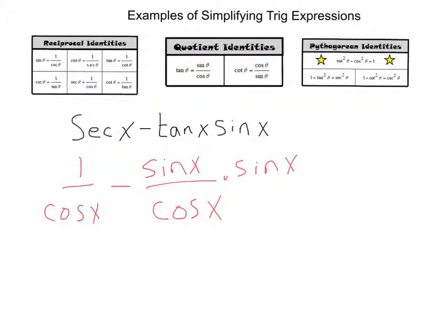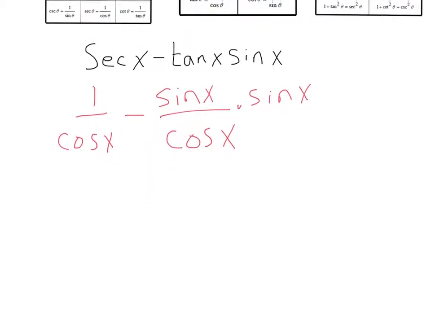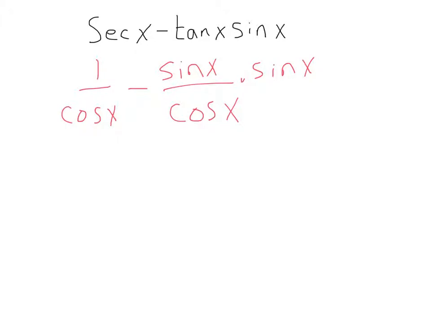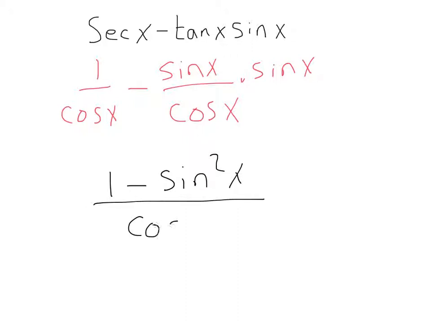Now that I've got my problem rewritten using sine and cosine, let's see what we have here. Well, I have common denominators of cosine x, and I also have sine x times sine x up here, which would be sine squared x. So I'm going to go ahead and combine my fractions. That's going to give me 1 minus sine squared x all over cosine x.